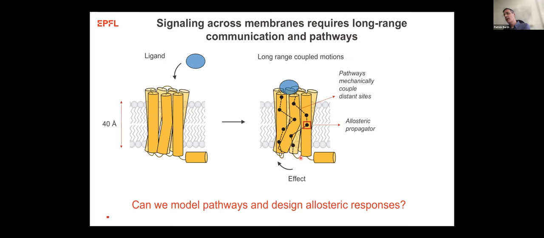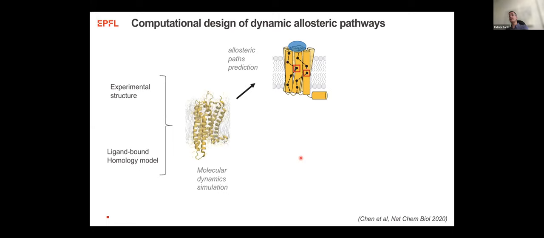What we've done here is develop a technique that combines molecular dynamics simulation, a very fast calculation of protein dynamics, with sequence selection. This method works in two steps. We first start with either an experimental structure of a receptor that we want to redesign or a ligand-bound homology model. Then we perform molecular dynamics simulation to identify the motions of the different residues. From these motions, we identify the residues that have high correlation in their motions and make predictions about potential pathways that connect both sides of the receptor.